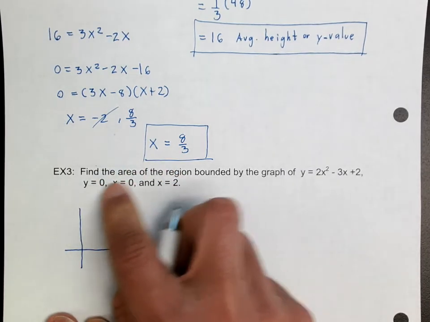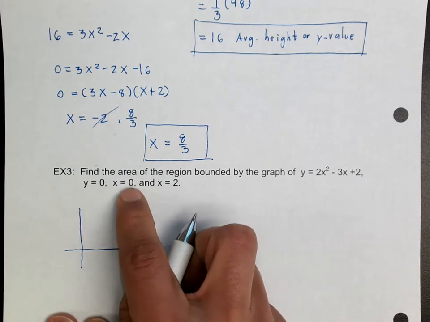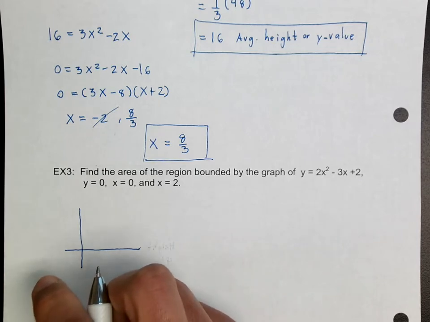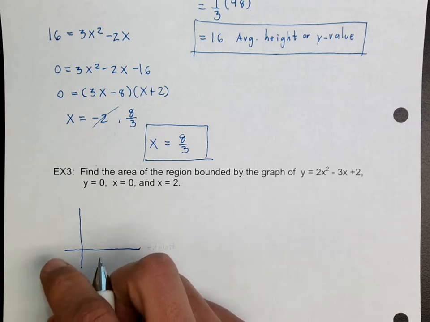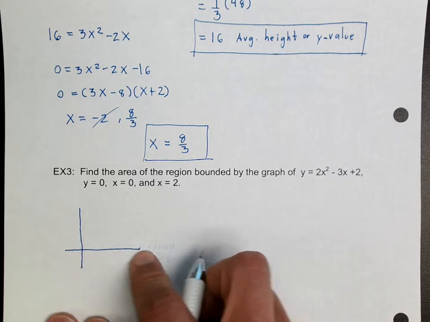The y is equal to 0 is actually the x-axis, right? Now, did I say y is equal? I meant to say x. Wait, I'm thinking. Yeah, y is equal to 0 is actually this.